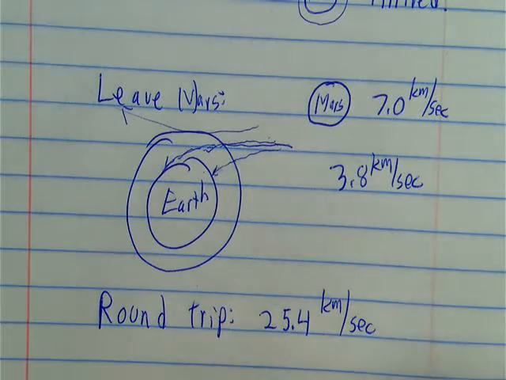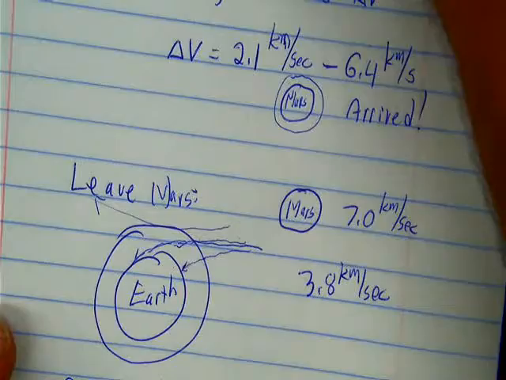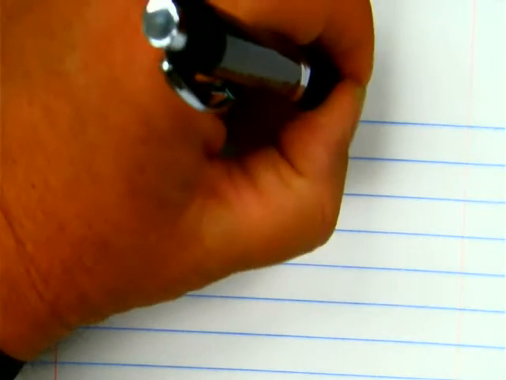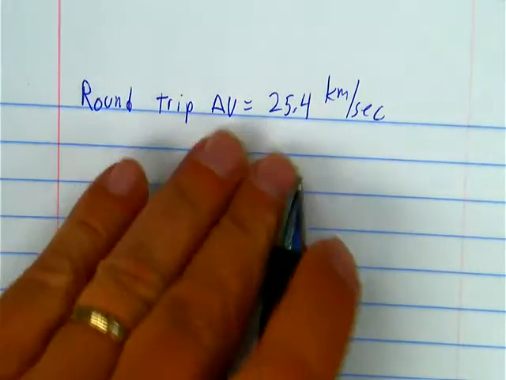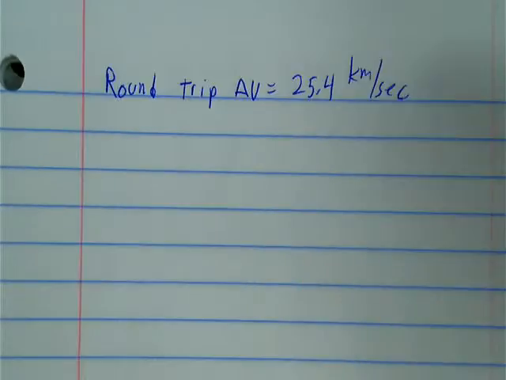Wow. What does that mean? Okay, so a round trip, I'm going to just copy it and paste it on the top of this page. Round trip delta V equals 25.4 kilometers per second. And you know that 0.4 isn't really that precise.